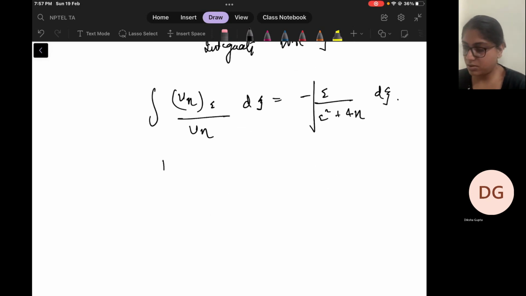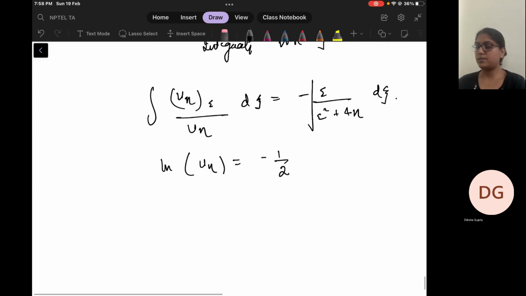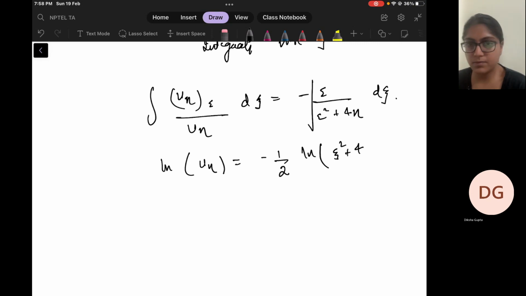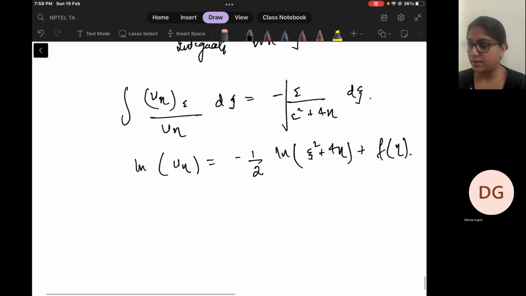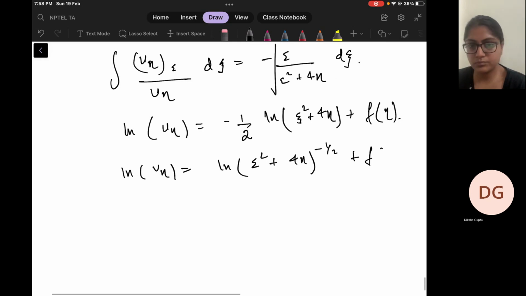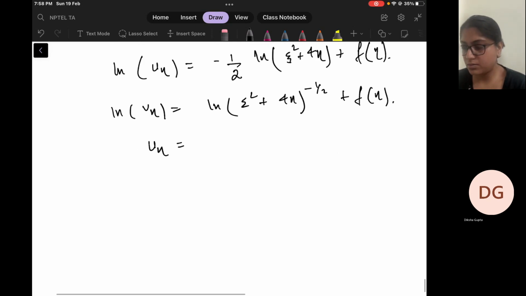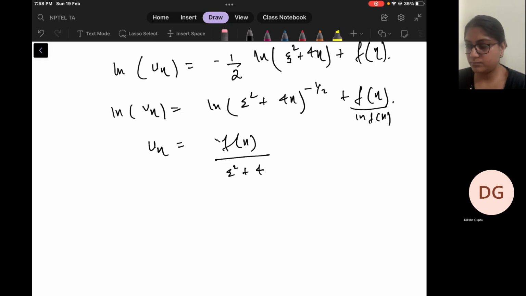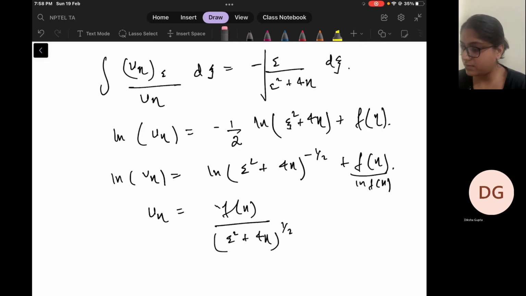Okay, what we have is log of u epsilon equals minus 1 by 2 of log epsilon square plus 4 eta plus some function of eta, right? So this will simplify it a little further to get, so what you get is, you can write it as log fn to get, you can write it like log.